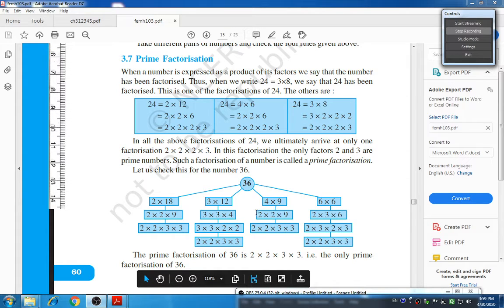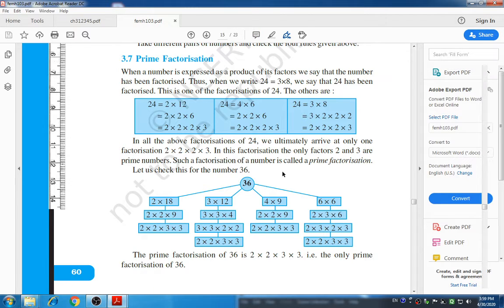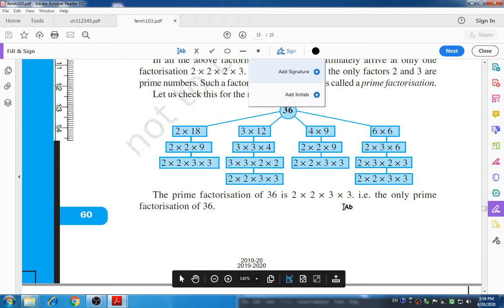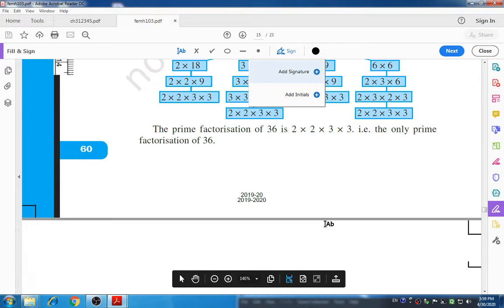Likewise, 36 is equal to 4 nines, so 4 × 9. This 4 can be factorized into 2 × 2, and 9 can be factorized into 3 × 3. So we get 2 × 2 × 3 × 3. 6 × 6 is 36. 6 can be factorized into 2 × 3, and again the other 6 into 2 × 3. So we get 2 × 2 × 3 × 3. So the prime factorization of 36 is the same, that is 2 × 2 × 3 × 3. That is the only prime factorization of 36.